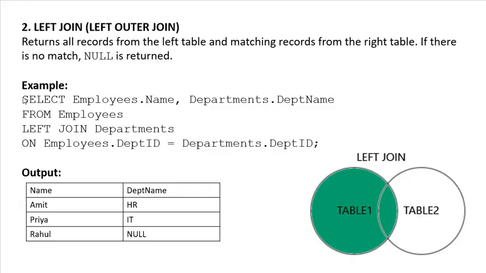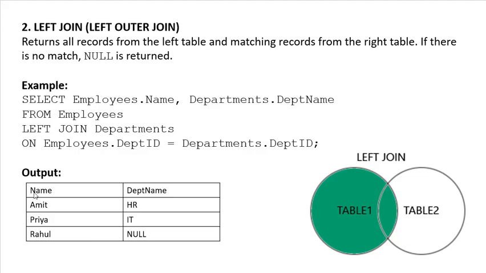Let's check the example: SELECT employee.name and department.department_name FROM employee LEFT JOIN department ON employee.department_id = department.department_id; with a semicolon, used for the left join.